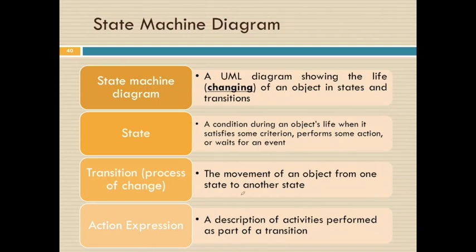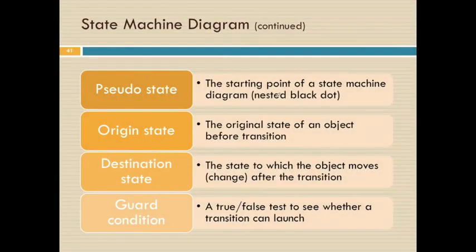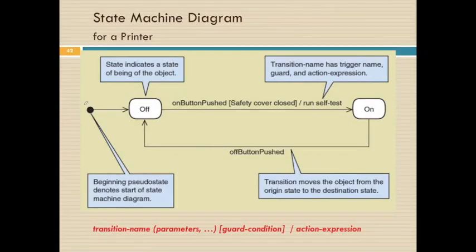First, state. A state is a condition during an object's life when it satisfies some criteria, performs some action, or waits for an event. We have the pseudo state, the starting point, and the origin state, that is the original state of an object before the transition, and the destination state, which is where the object moves after the transition. So this is the pseudo state, the starting point, this is the origin state, and this is the destination state.